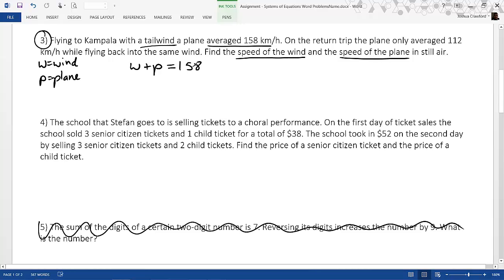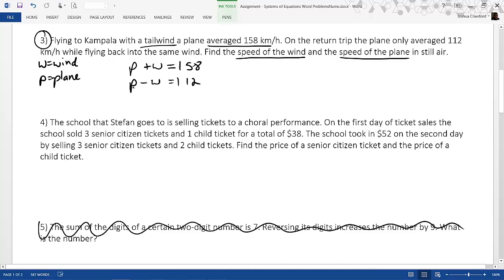Now, on the return trip, we were flying against the wind, so we're going to subtract the wind speed from the plane speed. And actually, I want to have P first. Sorry. So P plus W equals 158. And then when we're going the opposite direction, it's going to be P minus W equals 112.